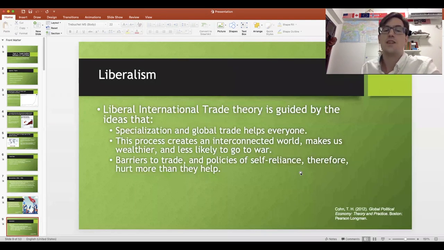Liberal international trade theory is guided by a number of ideas: that specialization in global trade helps everyone. This process creates an interconnected world, makes us wealthier, and less likely to go to war, and that barriers to trade and policies of self-reliance hurt more than they help.